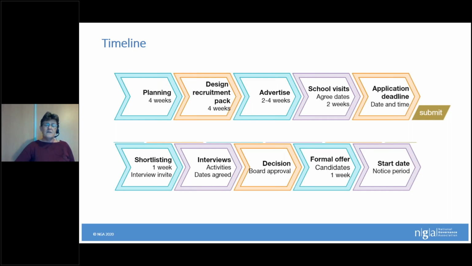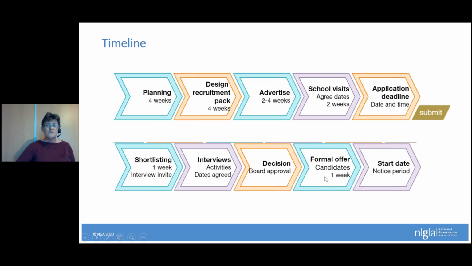When it comes to making the offer, always allow at least a week. It may be your first choice candidate declines and you then have to go to your second. So always factor in some contingency time for that. As I've already mentioned, any panel decision has to be ratified by the board, and while video conferencing can be more efficient, you still need to have time factored in.